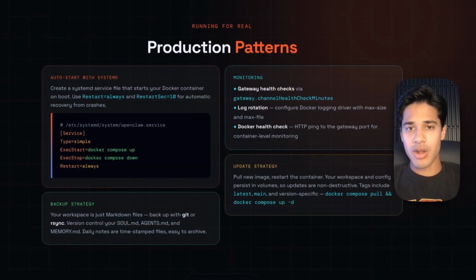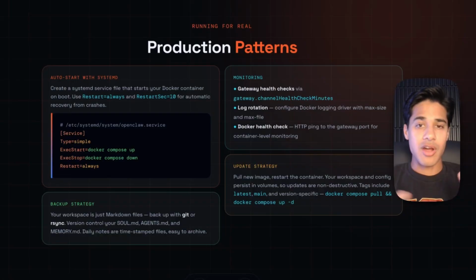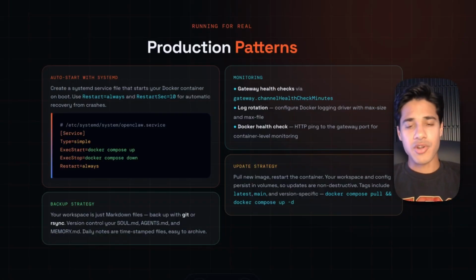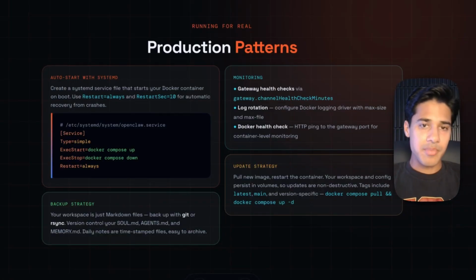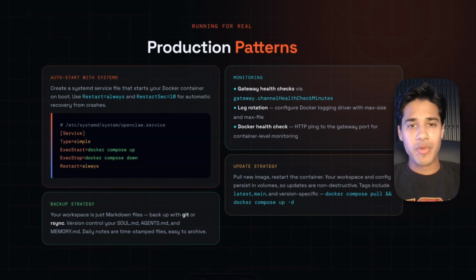Updates are the cleanest part. Pull the new image with docker compose pull and then restart with docker compose up -d. Your workspace and config live in the volumes, so updates are non-destructive. The old container stops, the new one starts with the same mounted data. Pre-built images are available with latest, main, and version-specific tags, so staying current is just a pull and restart away.